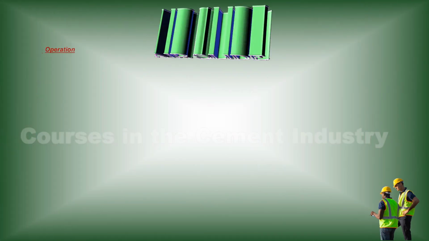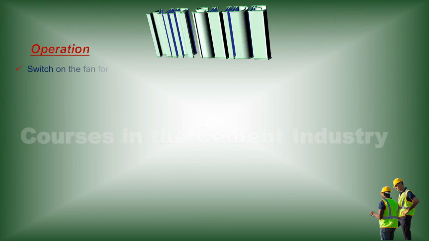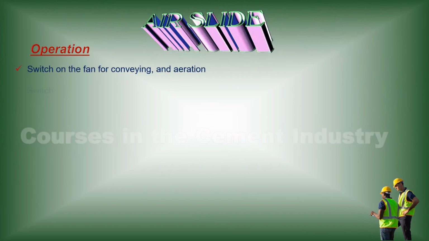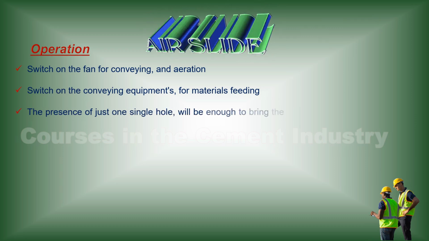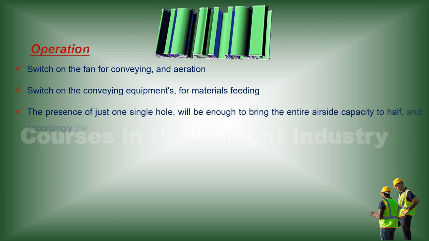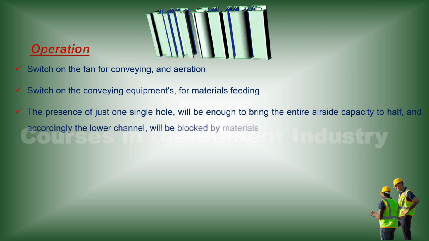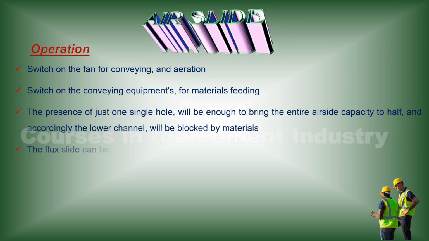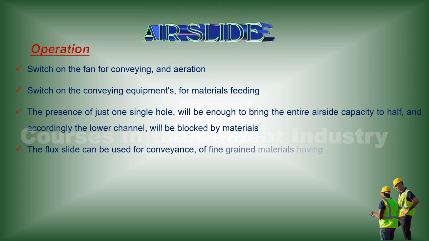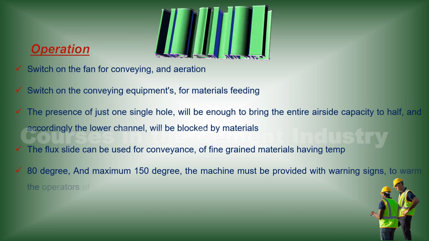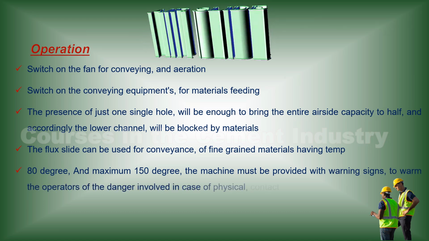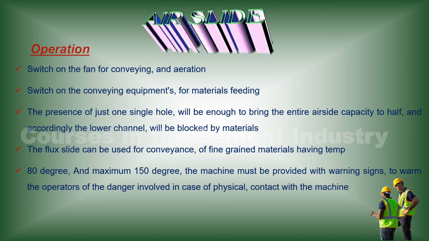We follow together. Operation. Switch on the fan for conveying and aeration. Switch on the conveying equipment for materials feeding. The presence of just one single hole will be enough to bring the entire air slide capacity to half, and accordingly the lower channel will be blocked by materials. The air slide can be used for conveyance of fine-grained materials having a temperature of 80 degrees and a maximum of 150 degrees. The machine must be provided with warning signs to warn the operators of the danger involved in case of physical contact with the machine.